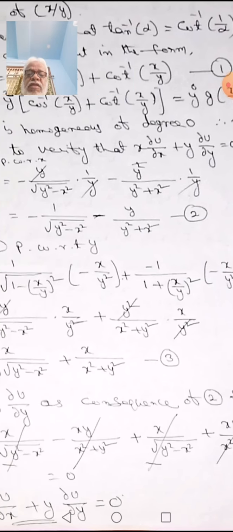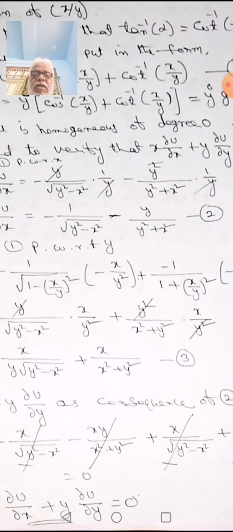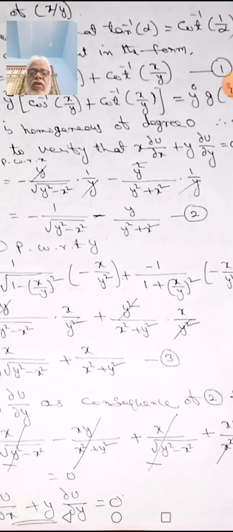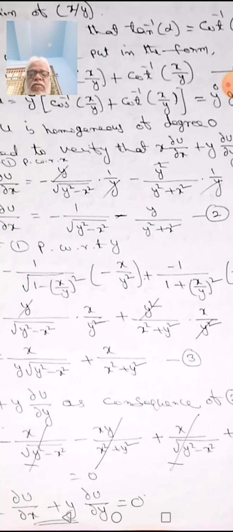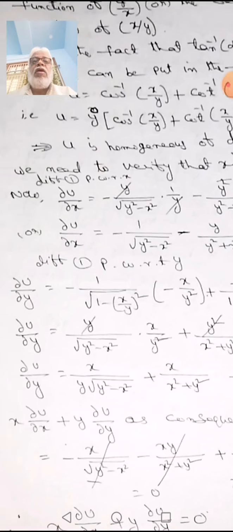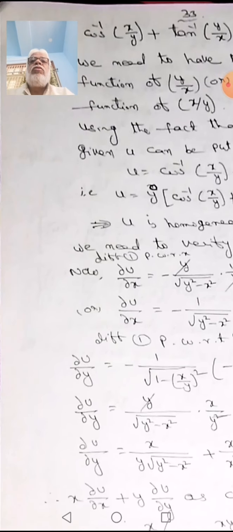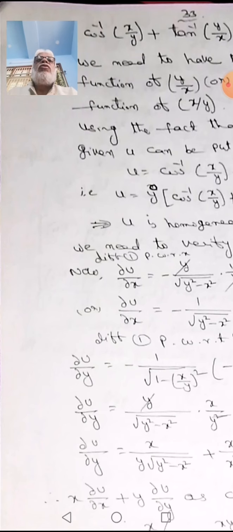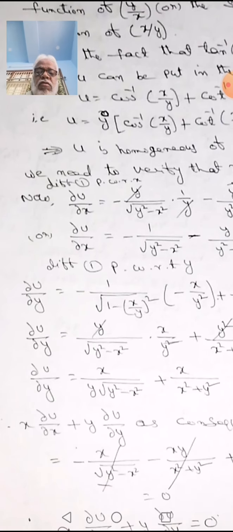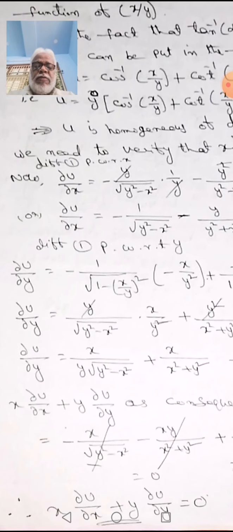You see, the first term and third term have negative and positive signs, and the second and fourth cancel. So x ∂u/∂x + y ∂u/∂y is equal to 0. So this is x ∂u/∂x + y ∂u/∂y equal to 0.